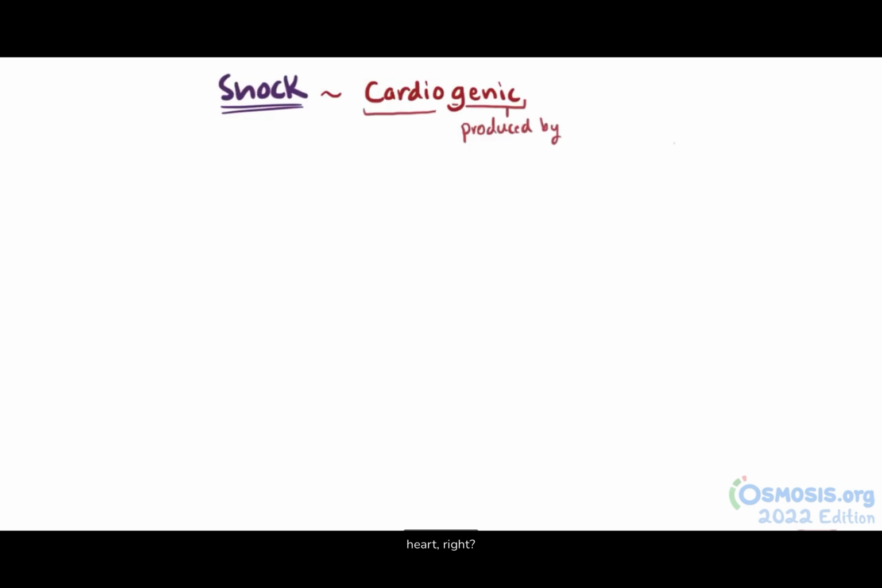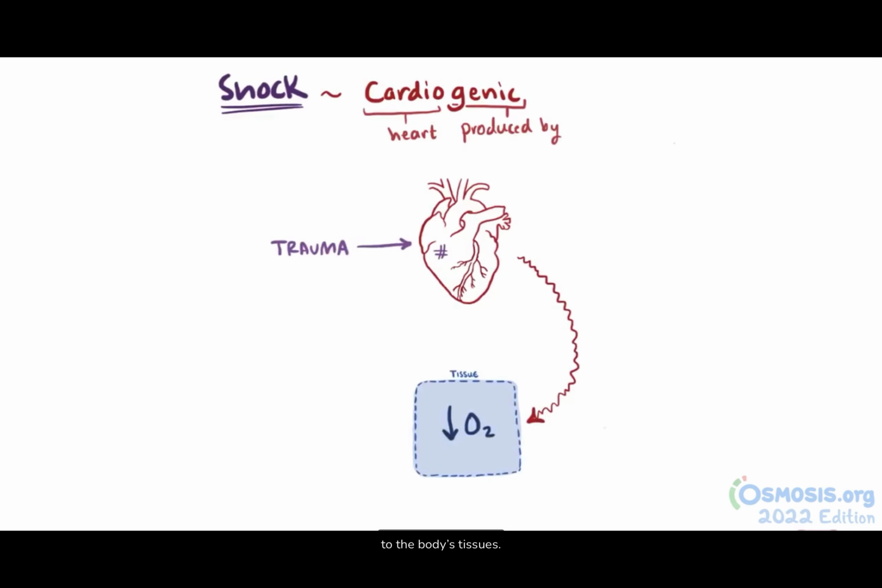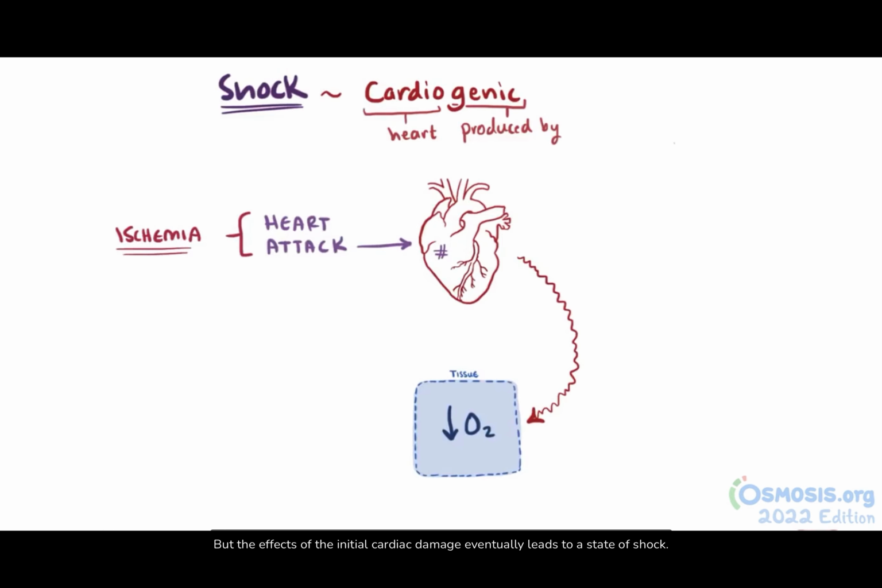A second main category of shock is cardiogenic shock. Cardiogenic means produced by the heart, right? So this is when something happens to the heart such that now it can't pump enough blood to the body's tissues. The most common cause is acute myocardial infarction, or heart attack. Hold on a second though. Didn't I say at the beginning that was more along the lines of localized ischemia? Well, the heart attack itself reflects ischemia, right? But these effects of the initial cardiac damage eventually leads to a state of shock.